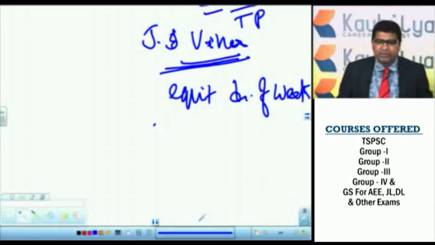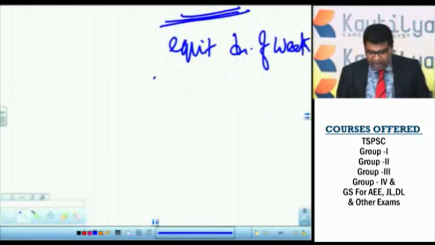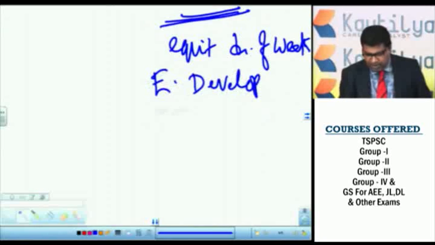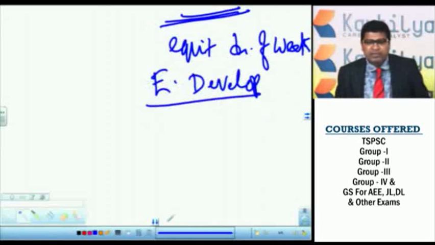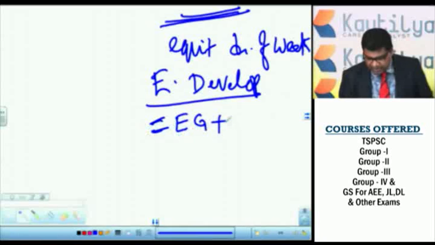All the changes are to be observed technically in the name of what is called economic growth. Similarly, another concept is economic development. Economic development is a much more broad-based concept. Economic development is equivalent to economic growth plus progressive changes in the economy.